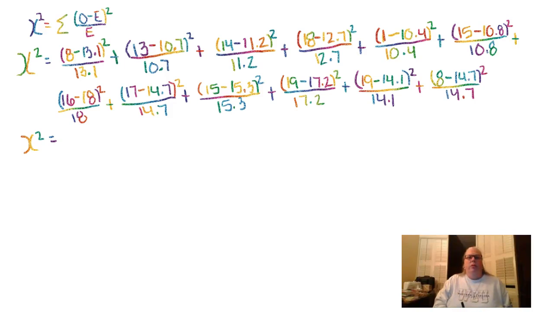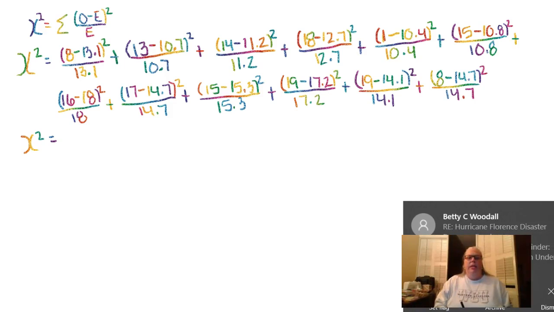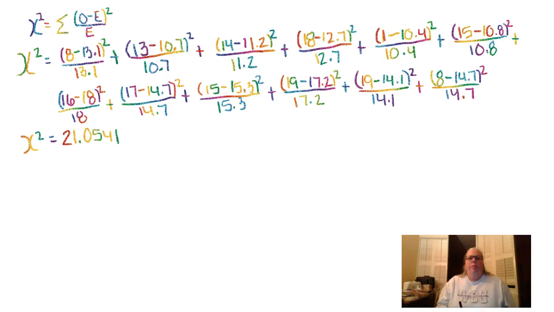All right, so here's what our equation looks like once we have all of the observed minus expected squared divided by expected set up. And we're going to add all these together, so let's put all this in the calculator, and whatever we come up with is going to be our chi-squared test statistic. All right, and when we put all this in the calculator and calculate it, it's giving me 21.0541. So there is our chi-squared statistic.